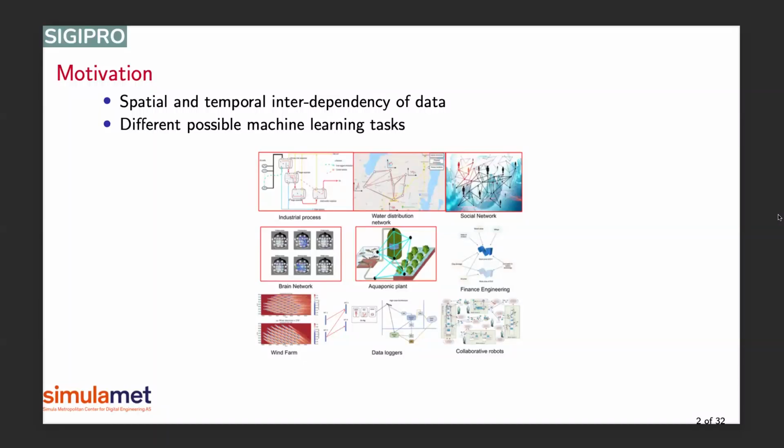So our aim is to present an online algorithm for learning the dependencies between multivariate time series data. And the algorithm we present is quite general and can be applicable for various systems like industrial processes, water distribution network, brain network, etc. But I will motivate it with an example from industrial process.